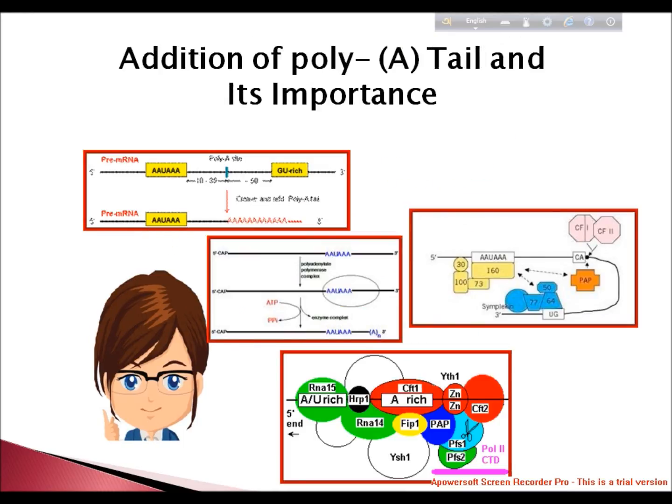Now, this is the addition of poly A tail and its importance. In this picture, it shows the process of polyadenylation. Here the polyadenylation components assemble at the site.